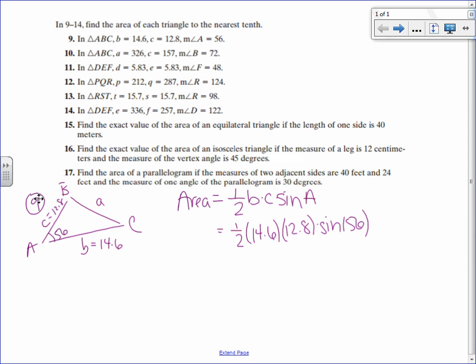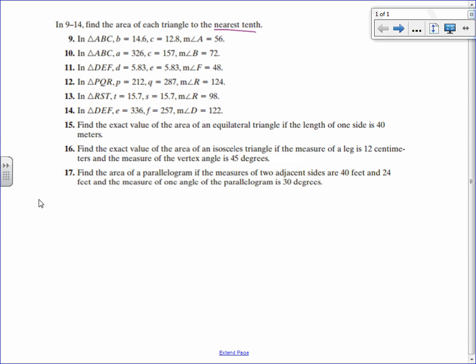You might be thinking, sine of 56, that's really weird, I don't know that, but the directions tell you to round to the nearest tenth, so you are going to get some crazy decimal, and you can just plug that into your calculator. Bingo, bango. All right, number 10.